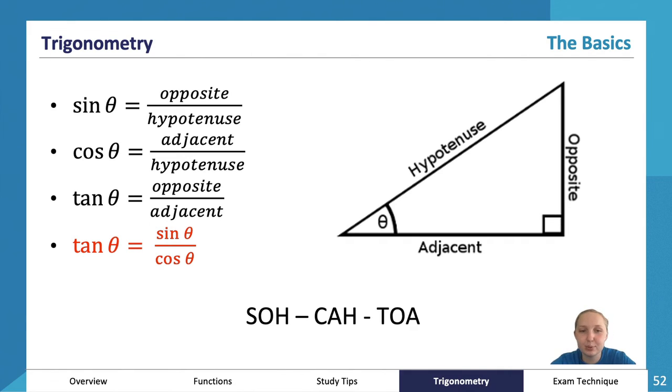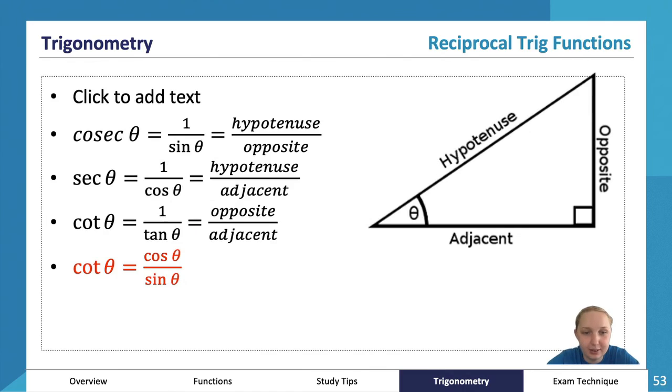The reason that this is important is because it comes into play when we are looking at our reciprocal trig functions. So we've got cosec theta equals 1 over sine theta, so that's the hypotenuse over the opposite. Sec theta is 1 on cos theta, so the hypotenuse over the adjacent. And cot theta is equal to 1 on tan theta, which is equal to the adjacent over the opposite, which can also be written as the reciprocal of the tan we just looked at. So cot theta can also be written as cos theta over sine theta.